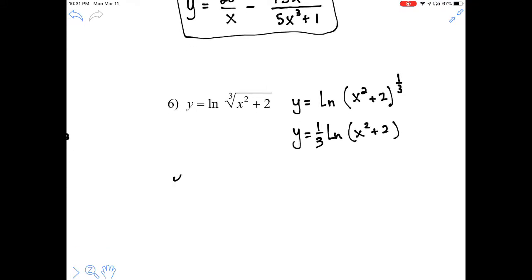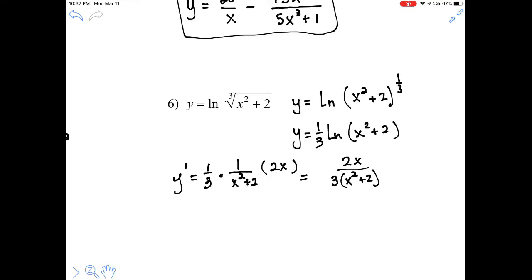Now we can take a derivative, because that's about as far simplified as we can take that expression. So the 1/3 stays as a coefficient, and then the derivative of natural log of x squared plus 2 is 1 over x squared plus 2 multiplied by the derivative of x squared plus 2, which is 2x. This becomes 2x over 3 times x squared plus 2.